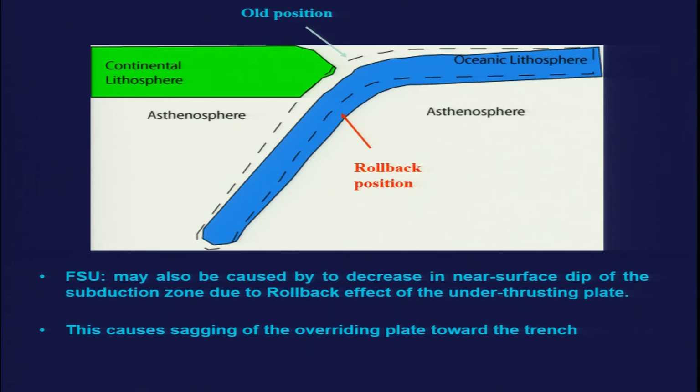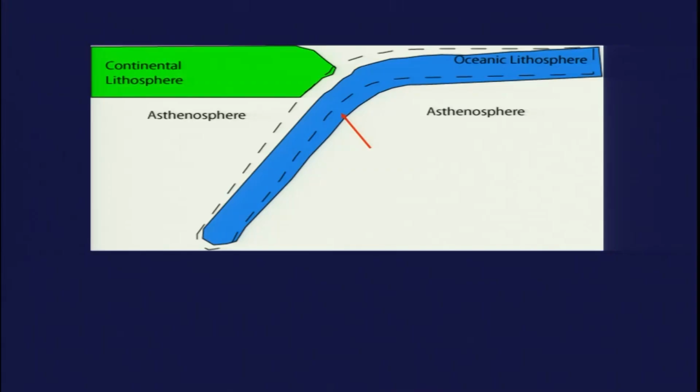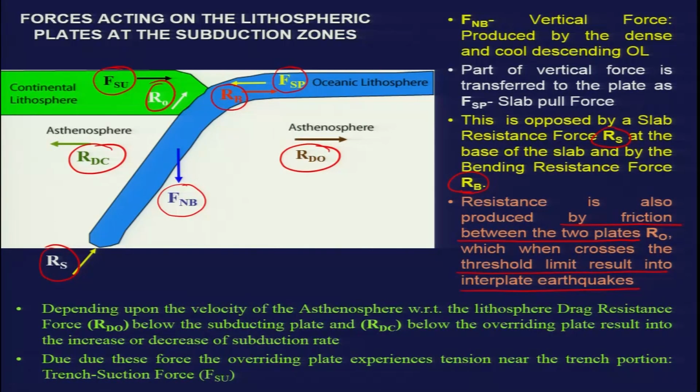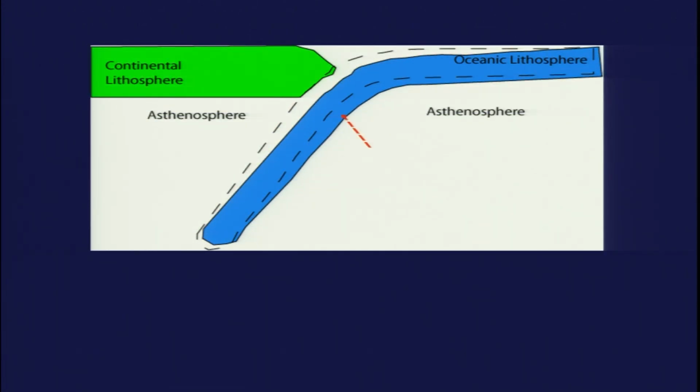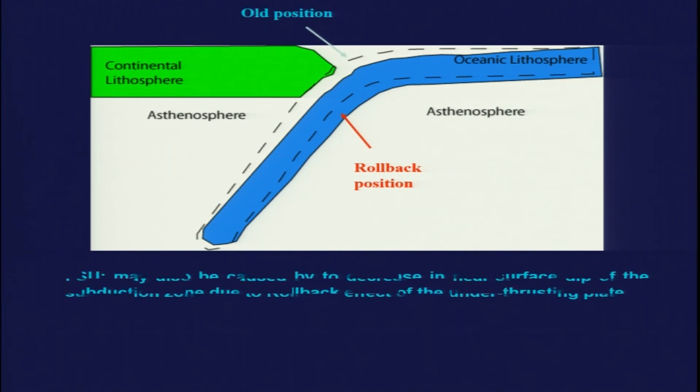Now with this understanding, let us look into the detail of the extensional tectonic environment. I would like you to please keep in mind the discussion which we had here, what we are talking about, the trench suction force. Trench suction force may be effective when there is a rollback in this region.